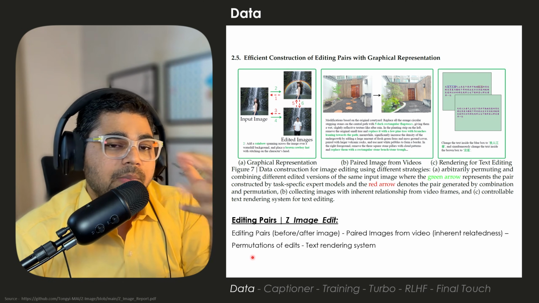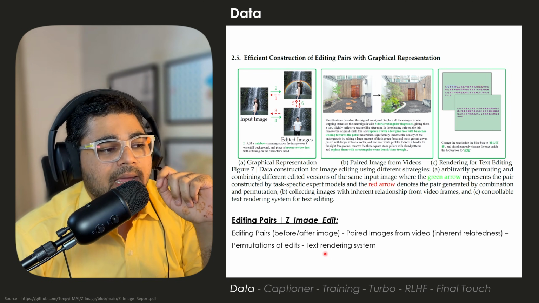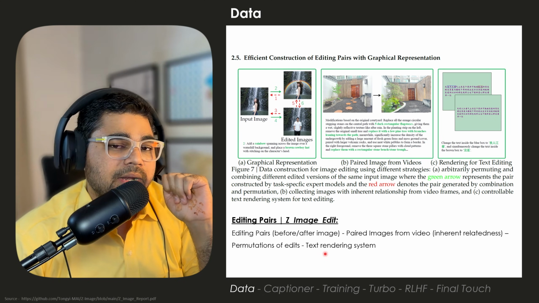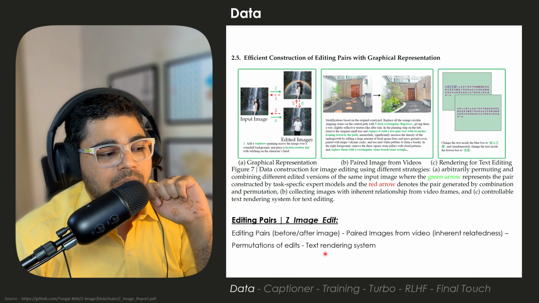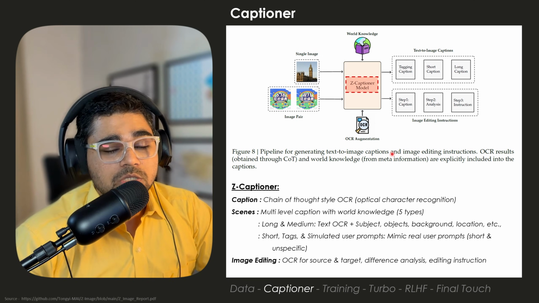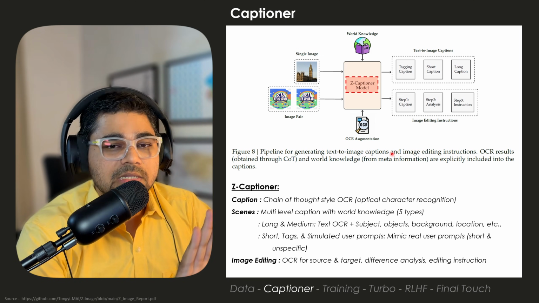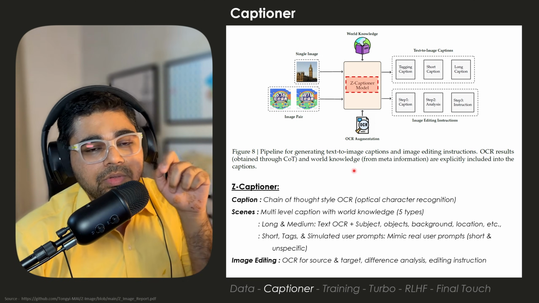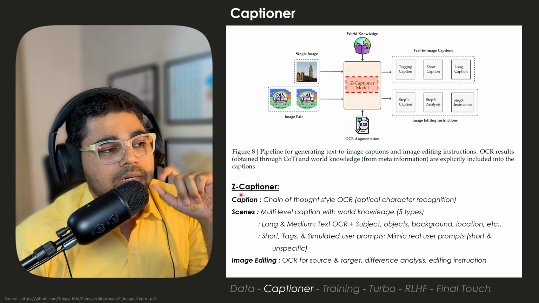So they get multiple permutations of what editing is happening. And lastly, they're also going to take text rendering system. So this is the data curated for editing images. Okay, now let's see how these images are captioned, because before going in the training set, all of these images have to be captioned, right? Now to do this, they're creating an in-house captioner called Z captioner.